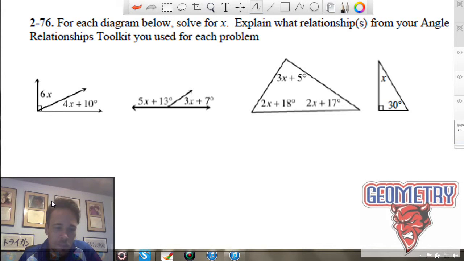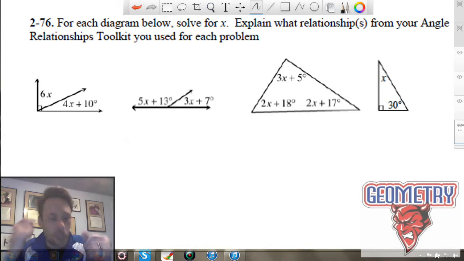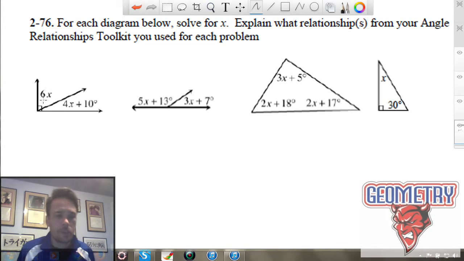This is problem number 76, and it looks like we are to establish a relationship between the measures of the angles here and use that relationship to set up an equation, and then we can use that equation to solve for x. So in this first one here, we have what are called complementary angles.